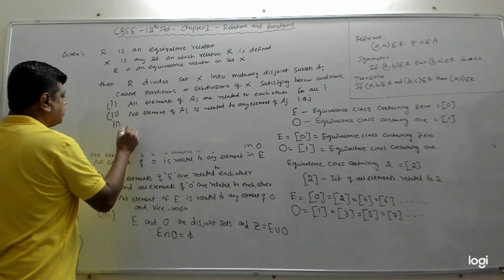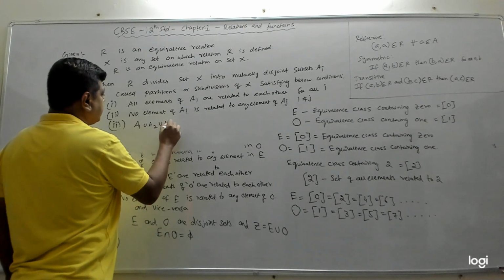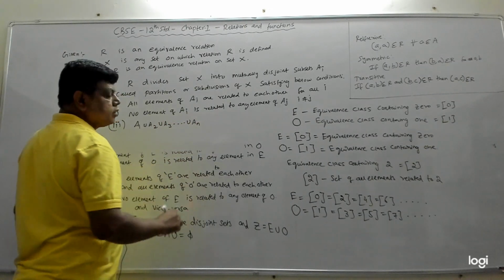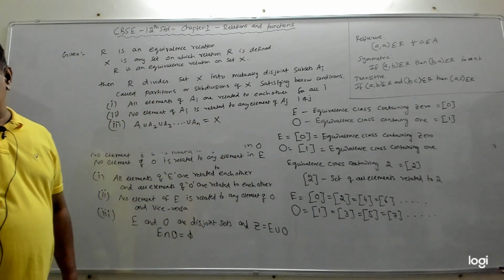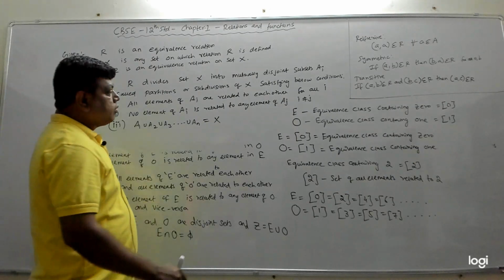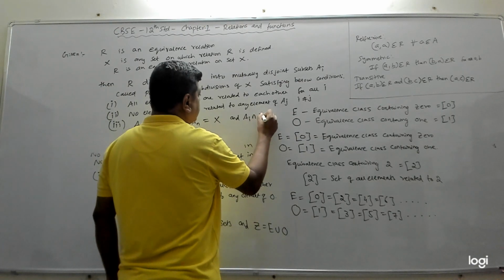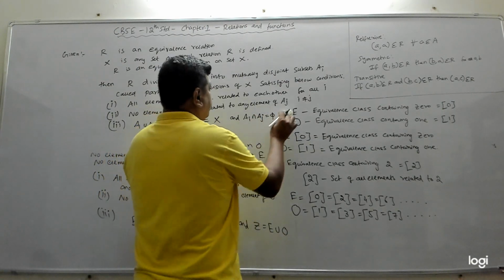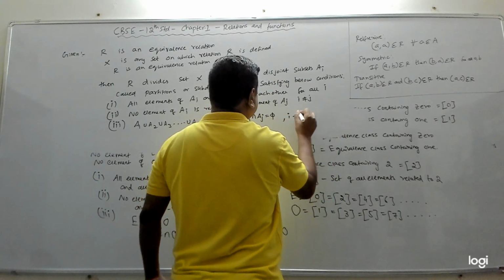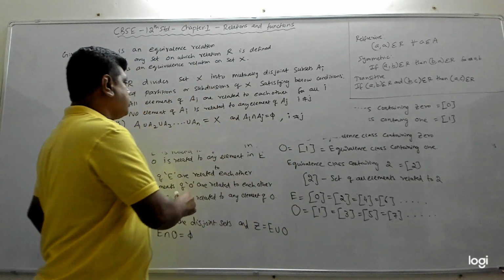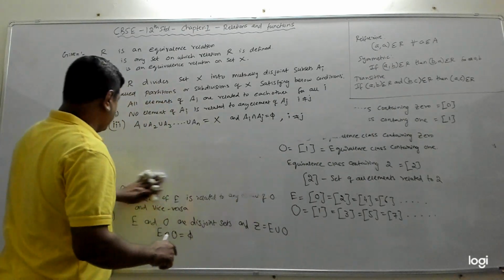The third one is, A1 union A2 union A3 dot dot dot union An will give you the set X. Union of all these will give you set X. And Ai intersection Aj will be equal to empty whenever i is not equal to j, which is the meaning of mutually disjoint, which means none of these A1 and A2 will have any elements in common.